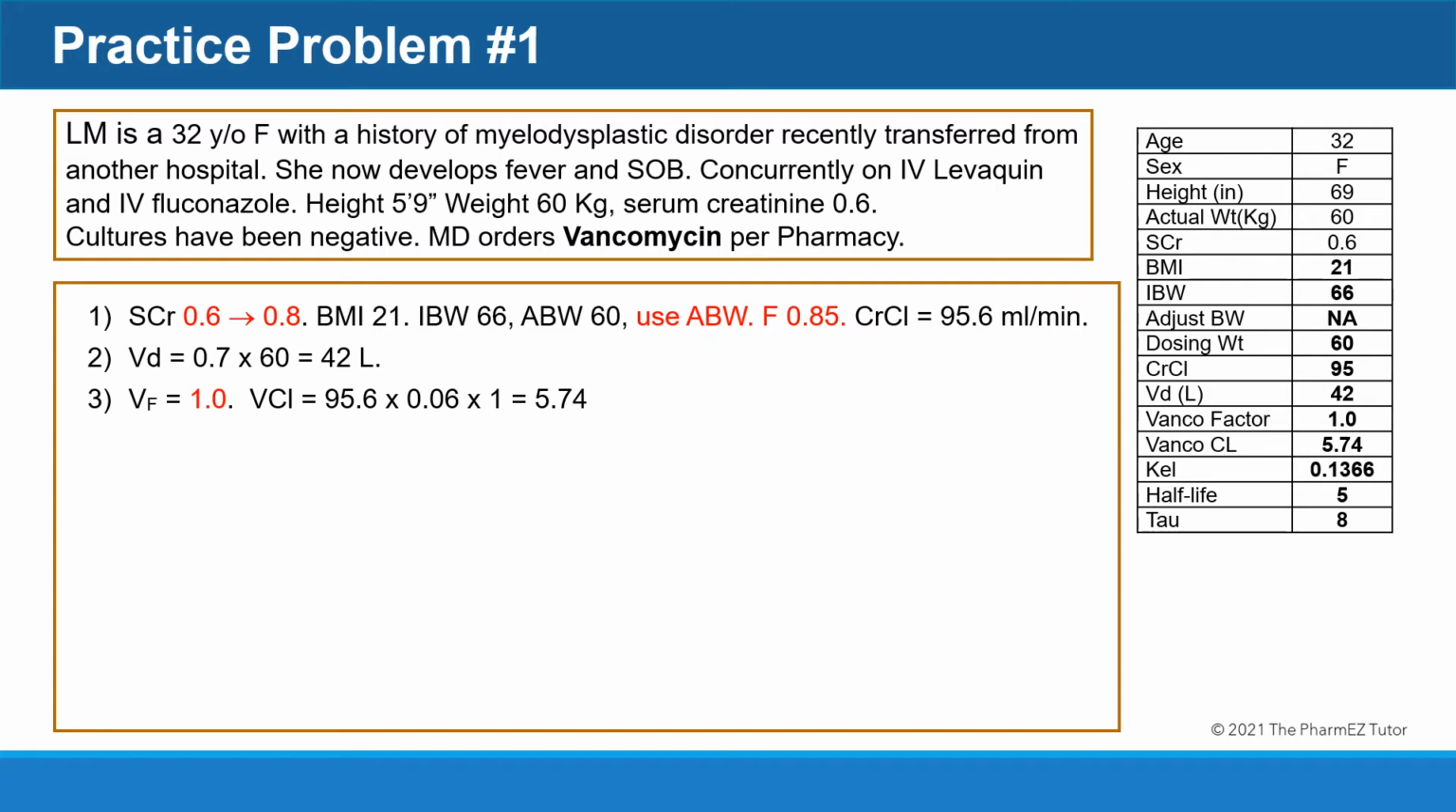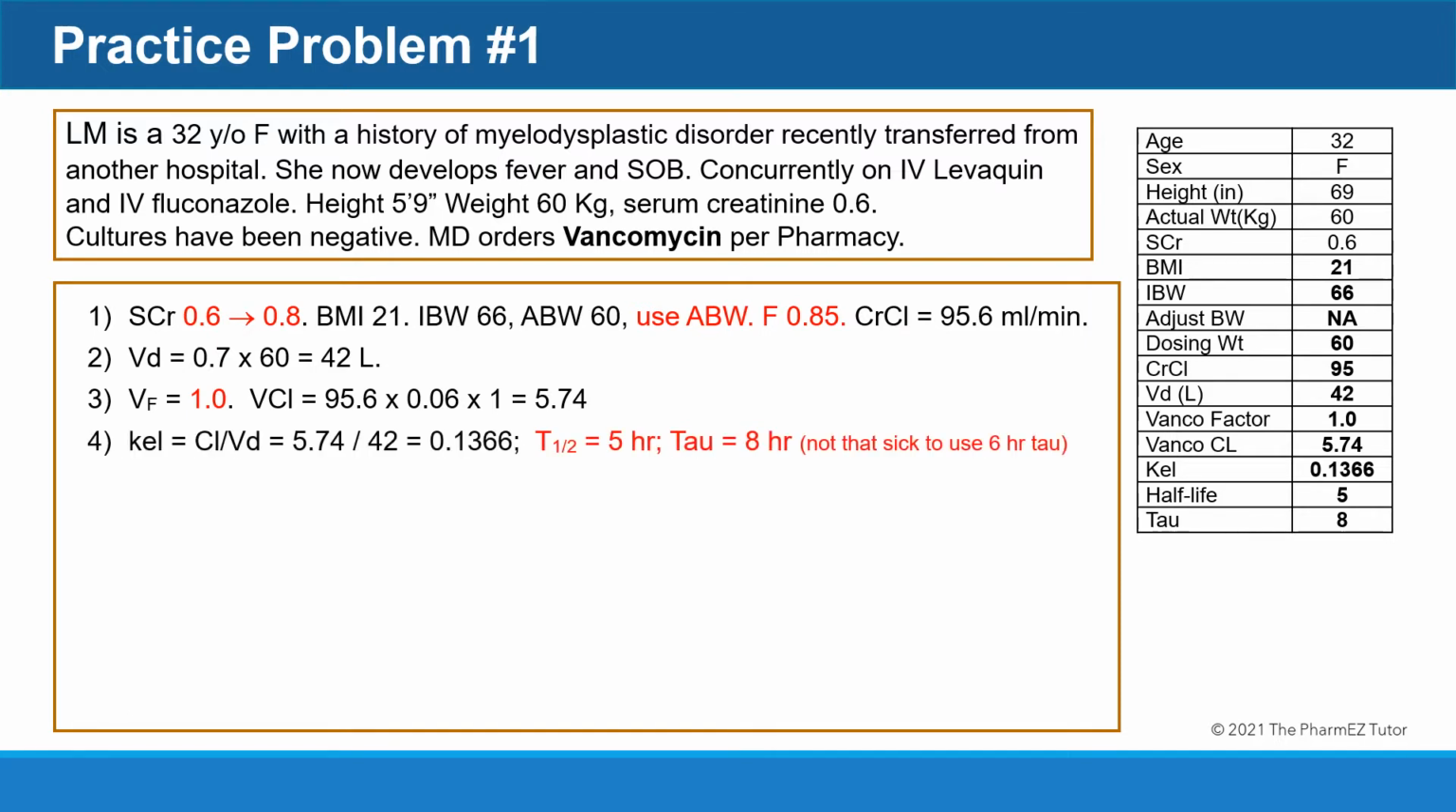We round the serum creatinine from 0.6 to 0.8 and we use actual body weight. We multiply the creatinine clearance by 0.85 since she's a female. The creatinine clearance comes out to 95.6 mLs per minute. Her VD is 42 liters. The Vanco factor we use is 1 because the serum creatinine is less than 1 and she is younger than 70 years old. The vancomycin clearance is equal to 5.74.